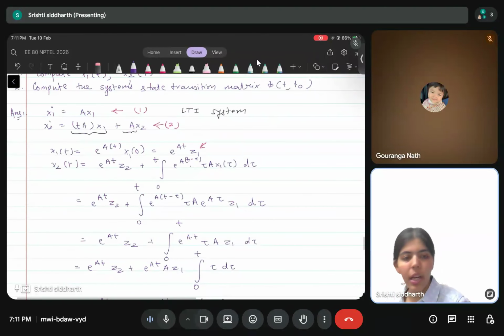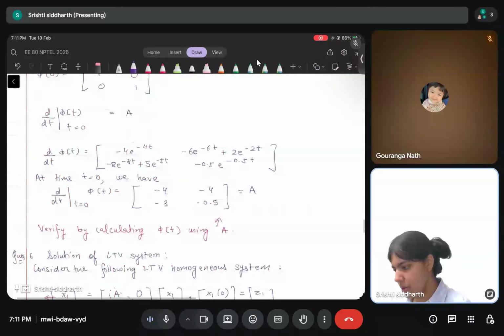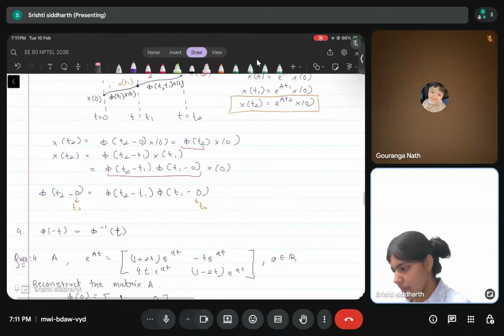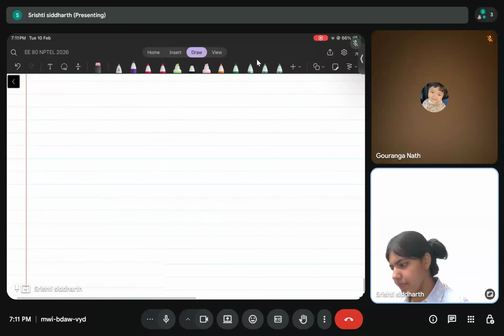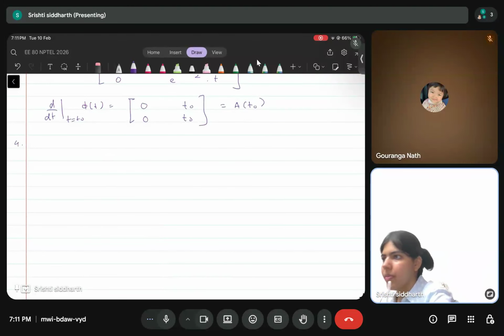We have already seen how to compute the state transition matrix using the Laplace inverse approach. For example, for an LTV system, we were able to solve the differential equation and get the state transition matrix. Now let's look at another method, the fourth: state transition matrix using diagonalization.